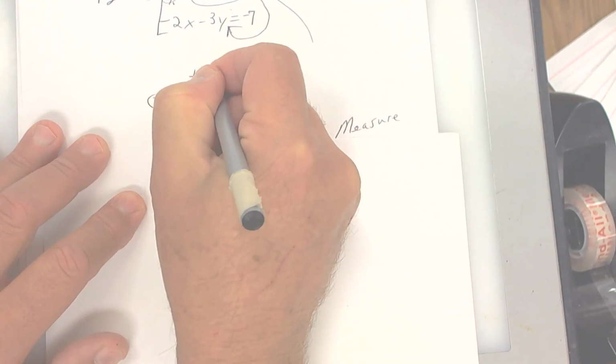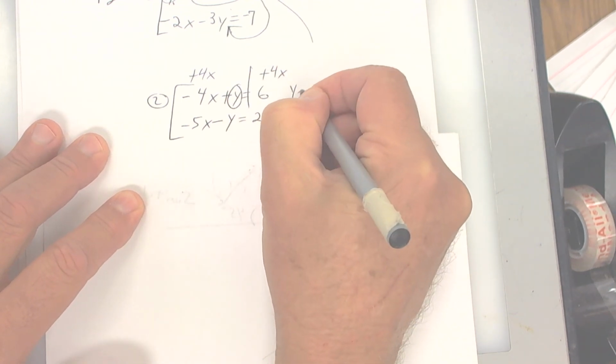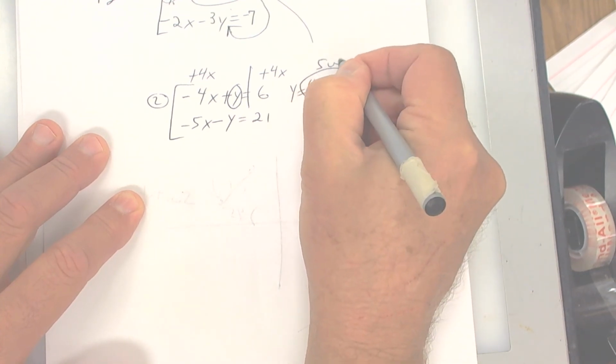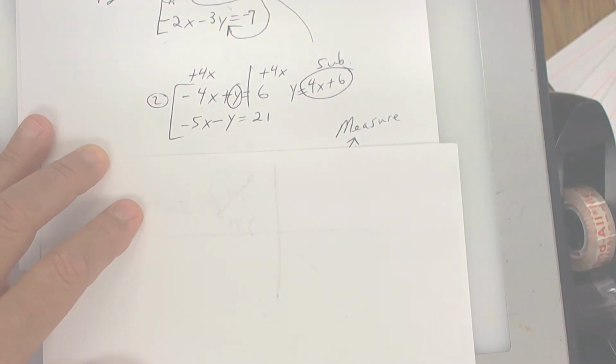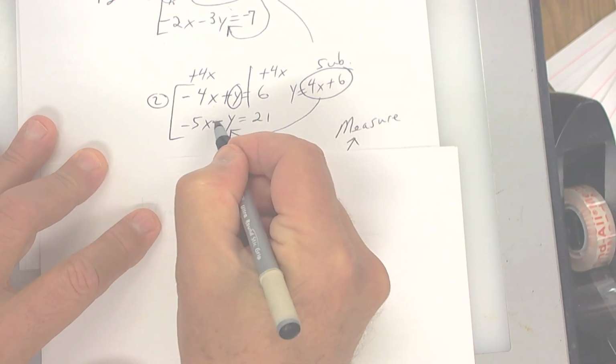So I'm going to add 4x to both sides. So you want to go after the easy one. So put y equals 4x plus 6. Circle this. This is your substitute. Step one is done. Now look, it says y. So go to the y. Be careful with that minus.